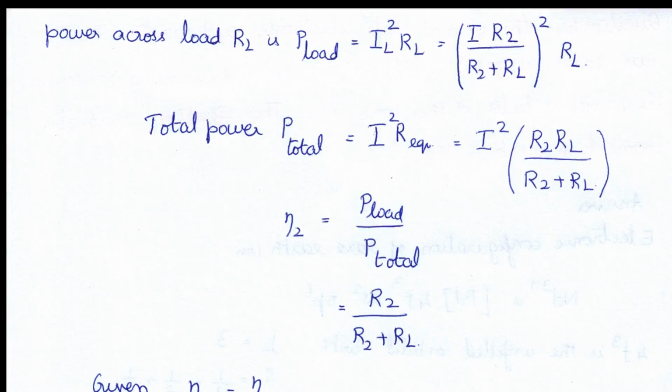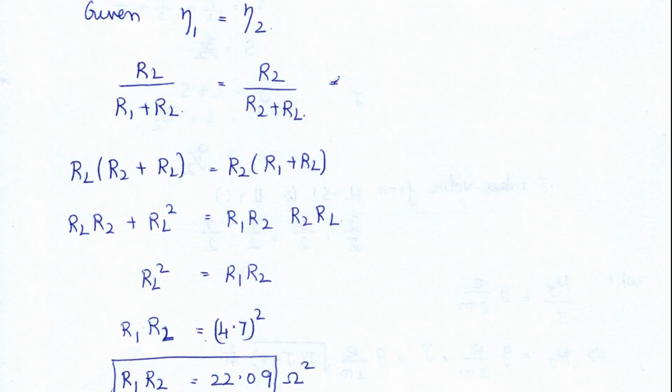In the question, they have given that the power transfer efficiency of the DC voltage source is equal to the power transfer efficiency of the DC current source. So by substituting the values of eta 1 and eta 2, we get RL divided by R1 plus RL is equal to R2 divided by R2 plus RL. By doing the calculation, we get RL square is equal to R1 into R2. In the question, they have given the RL value as 4.7. By substituting the value and squaring it, we get the product of R1 and R2 is equal to 22.09 ohm square.